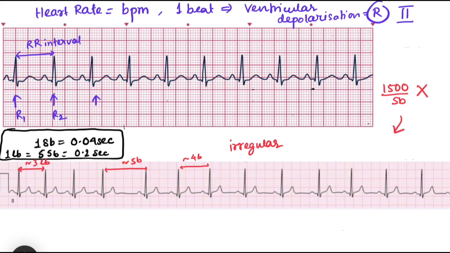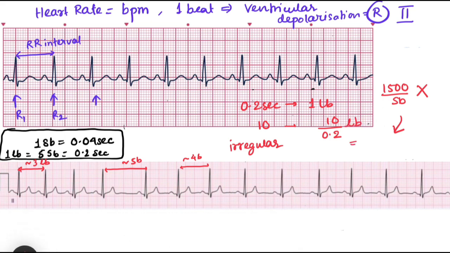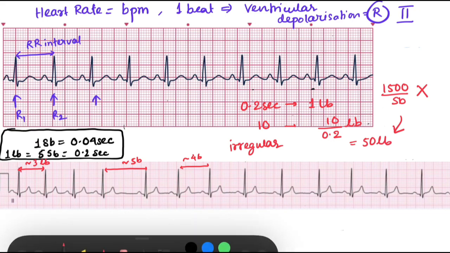For that, what we do is calculate a 10-second duration. So what will be a 10-second duration? 0.2 second is equal to one large box, so 10 seconds will be 10 by 0.2, that is 50 large boxes. So we will be calculating 50 large boxes.